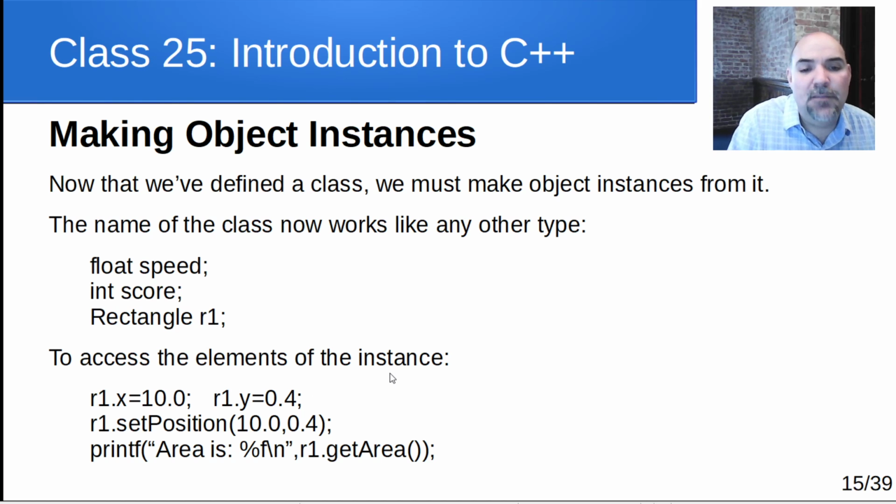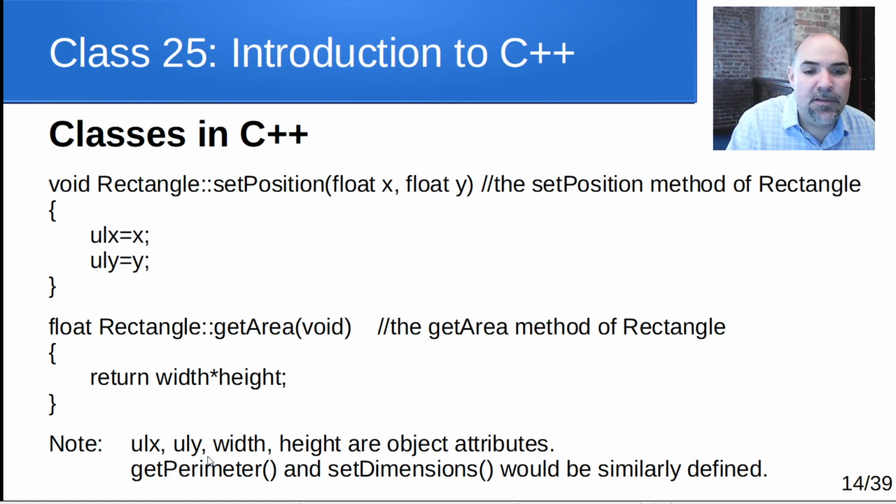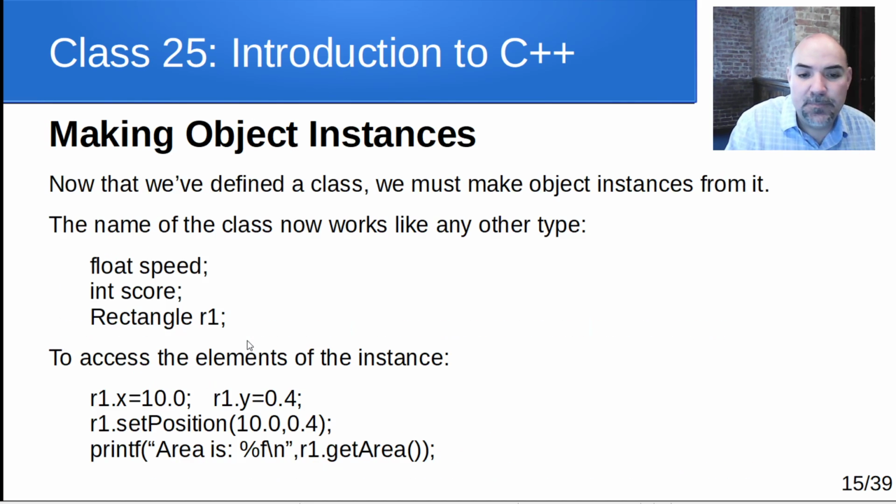And to access the elements of that, it's similar to accessing the elements of a structure: r1.x, give it a value. r1.y, give it a value. If we want to call the set position method, r1.setPosition, pass the values into that we want to pass into that object function. We want to call the get area function on rectangle 1, r1.getArea. And that will return that as a float because that's the way we defined the get area function. So again, similar to how structures work, but with the ability to have these methods as part of those objects.